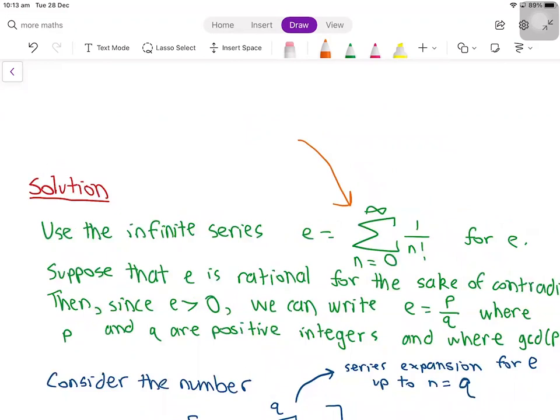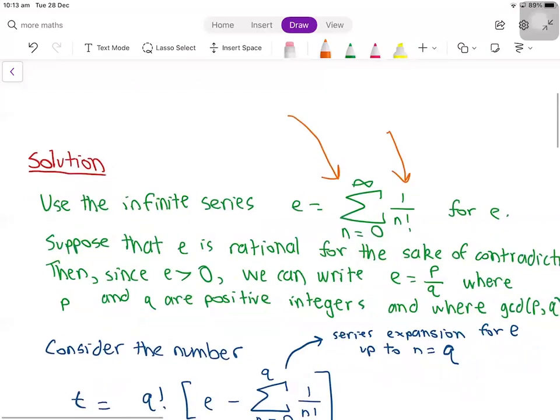First, we have an infinite series expression for e, which can be written as the sum of 1 over n factorial from n equals 0 to infinity. So we're going to use this infinite series expansion for e in this proof.